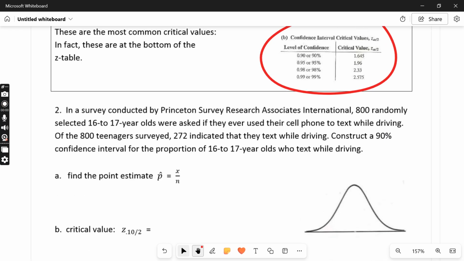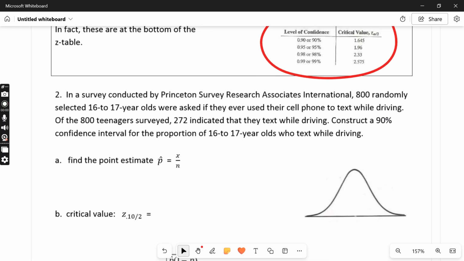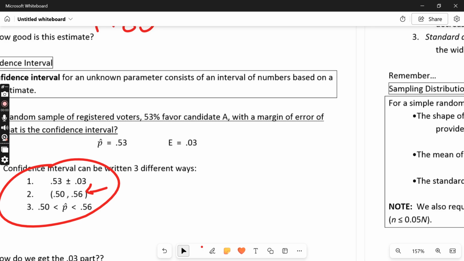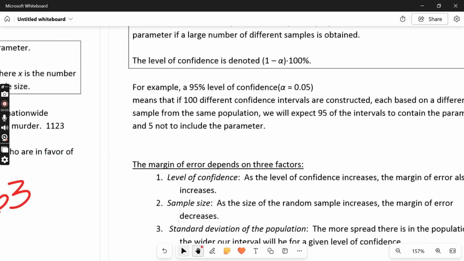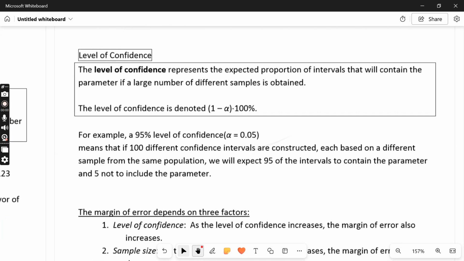Okay, so number 2 says, in a survey conducted by Princeton Survey Research Institute. Did I miss a page? Was I supposed to go side to side? I think so. I'm sorry, guys. I was. That's on me.